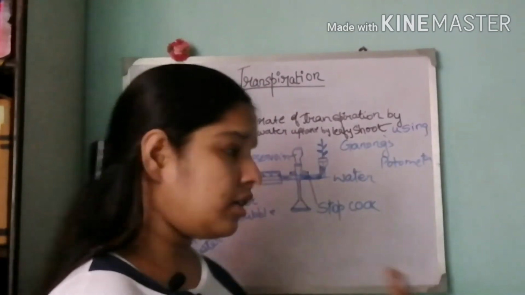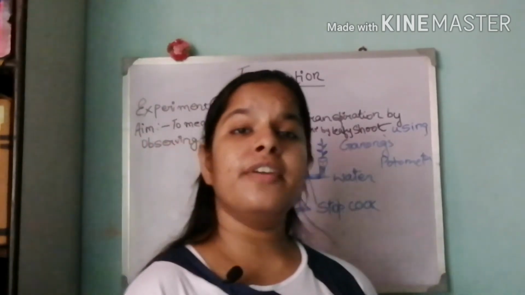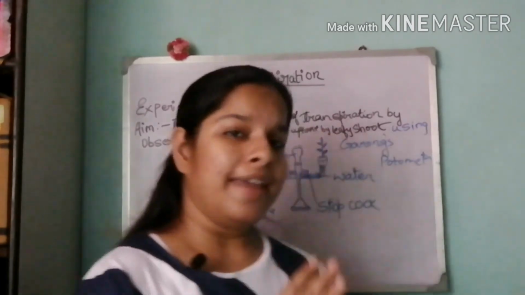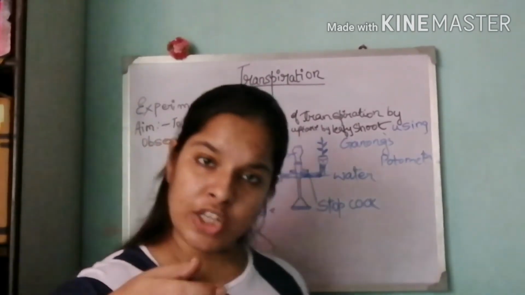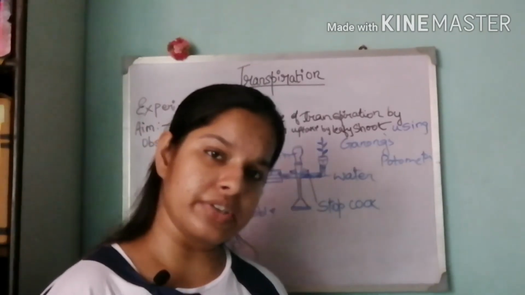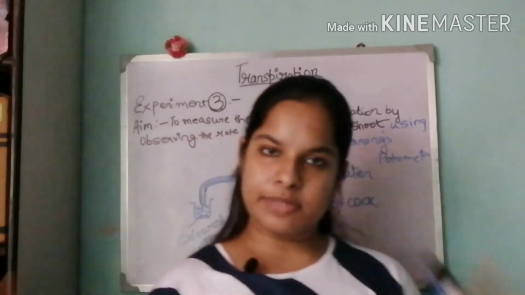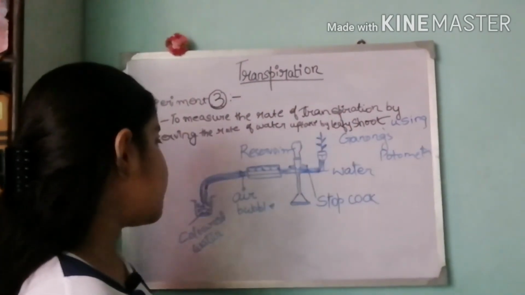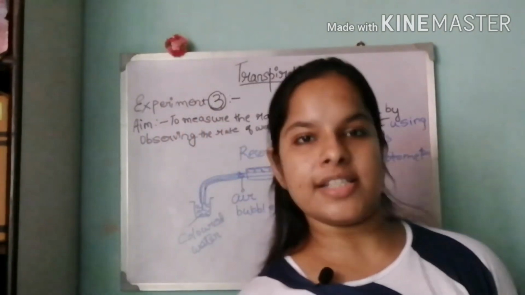One more thing, remember, a question comes from this part: what is the function of the reservoir, or what does an air bubble do? The function of the reservoir is that when we need to reset the experiment, that is, when we need to bring back the air bubble to its original place, we do this by opening the stop cock. The water stored in the reservoir pushes the air bubble to its original position, and the experiment can be done again.